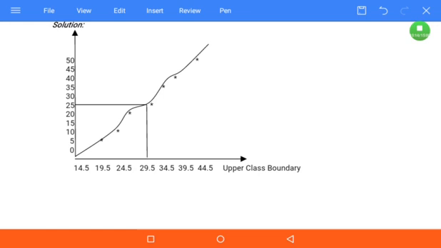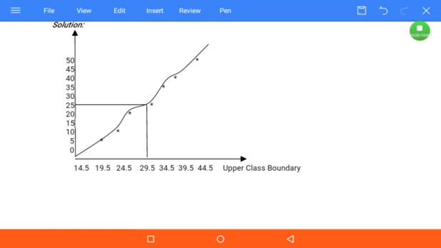Now, how do we read? Look at this class boundary here. 24.5 to 19.5 gives us what? If you say 19 minus 14, that gives us 5. So each big box, each 2cm box, gives 5. Each tiny box gives 5 over 10, because you have 10 tiny boxes in one big box. So each small box is 0.5.